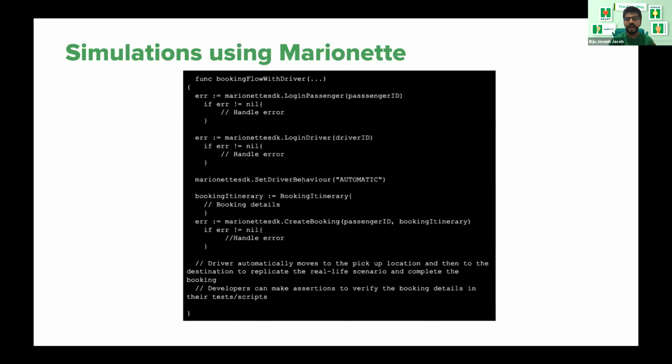The SDK provides a really, really simple interface for an engineer to run basic behavior. For example, he can say marionette.login passenger, and pass in a passenger ID. What services need to be contacted is not something that the engineer needs to worry about. It all goes on behind the scenes. Logging in a passenger, logging in a driver, changing the way the driver behaves, whether to automatically accept a booking or not, creating bookings and making sure that those bookings actually get allocated to the drivers that you wanted for your test. All of that is encapsulated by this service called Marionette.